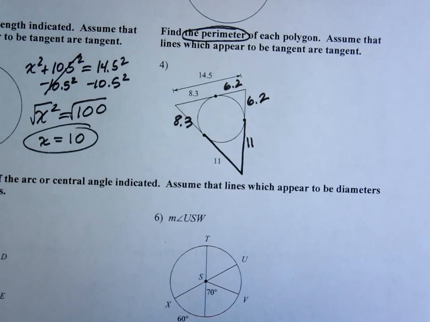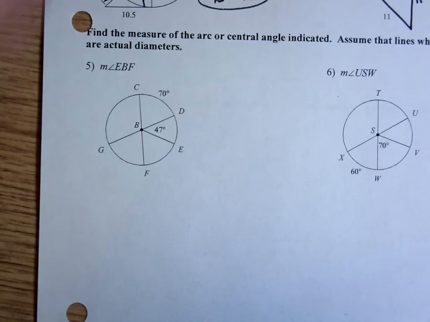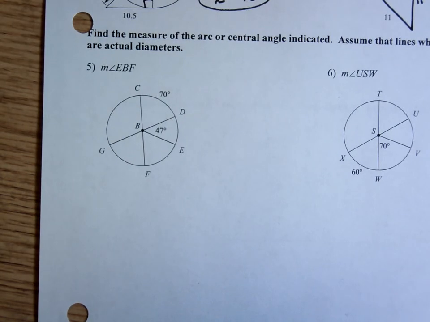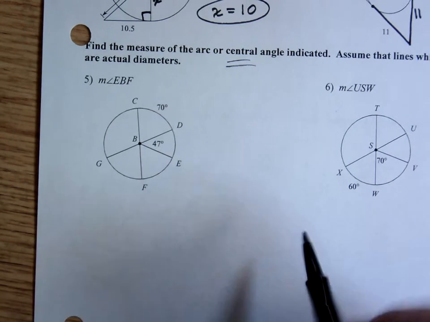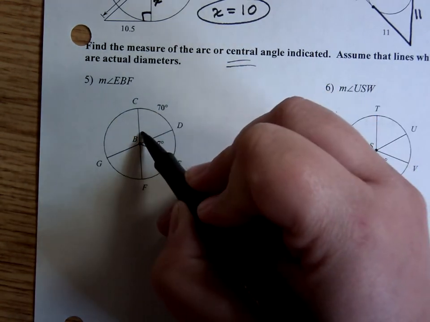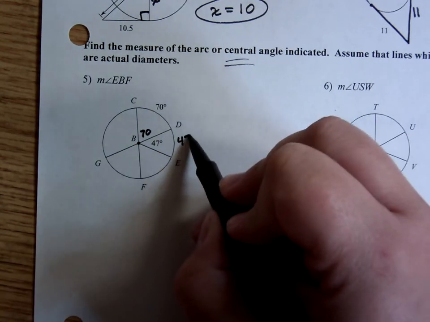And now I have all the sides and I can add them up. 8.3 plus 8.3 plus 6.2 plus 6.2 plus 11 gives me 51. And that's my answer. Now down here, numbers 5 and 6, these are central angles. It even tells me that. Okay, so if that arc is 70, this angle is 70. If this angle is 47, this arc is 47.